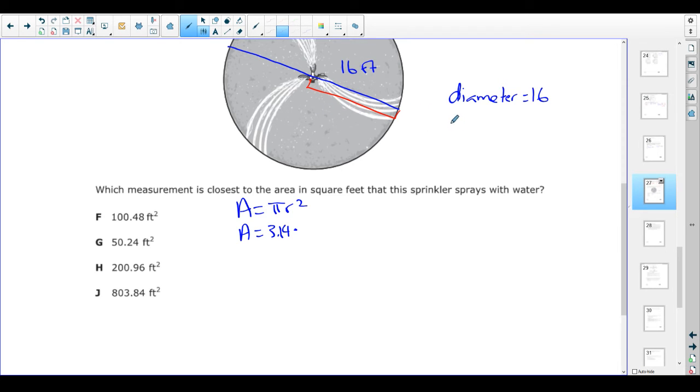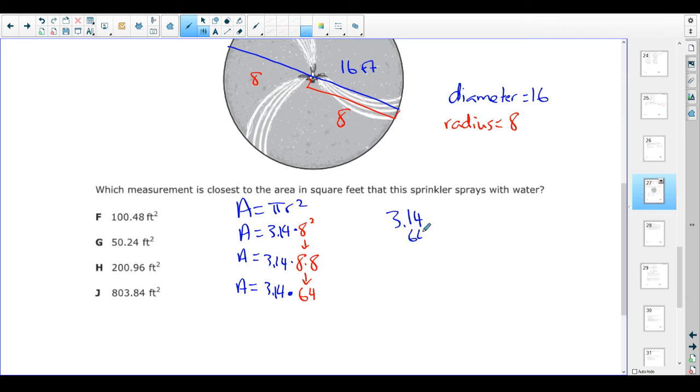Okay, so half of 16 is 8. 16 divided by 2 is 8, or you can say 8 plus 8 is 16. Either way, we get a radius of 8. So 8 squared means 8 times itself, which is 64. And then we just multiply that by 3.14. Get our final answer. What is 3.14 times 64?